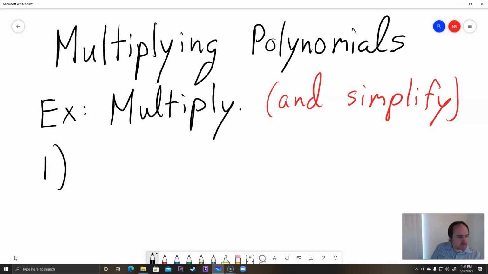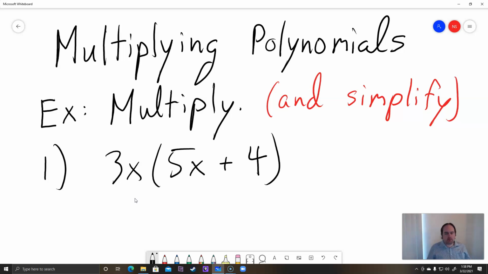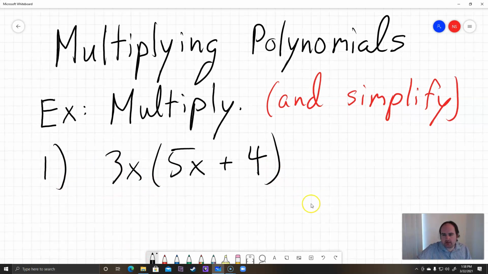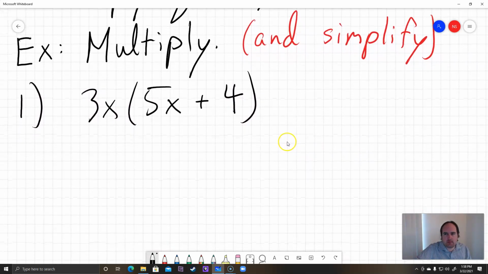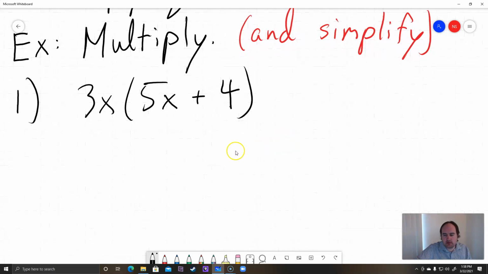Okay, so for our first example, we're going to be doing 3x times the quantity 5x plus 4. And when I say the quantity, I mean parentheses. So it's 3x times parentheses 5x plus 4. Now some of you may already know how to do this for one of your other math classes. Other people might not remember or need a refresher.